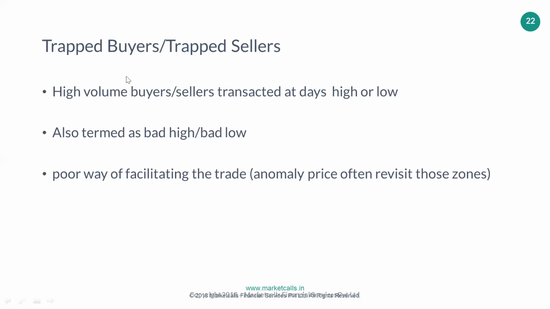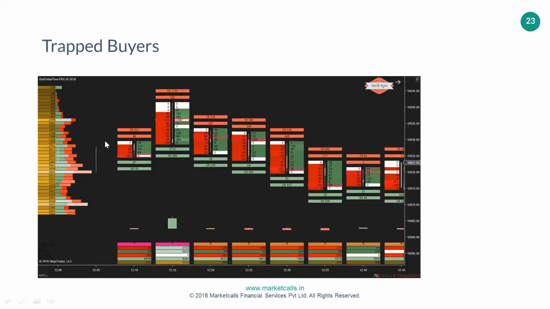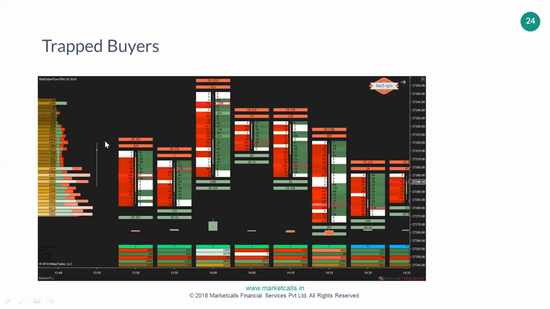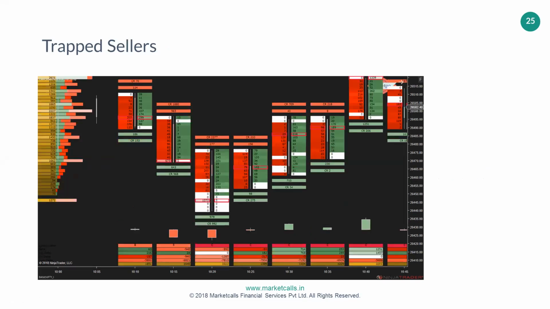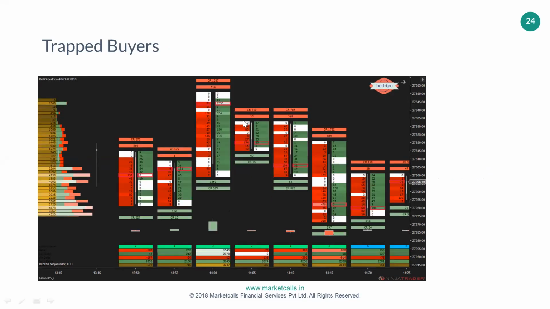So next comes the, so there are a lot of examples we have already seen for trapped buyers and trapped sellers. So I'm going to skip that right now. These are again other examples of a trapped seller, where a big seller got trapped at the day low and the price mean reverted back towards the VWAP levels. And again, here is one more example of a trapped buyer and price tends to mean revert on the downside.